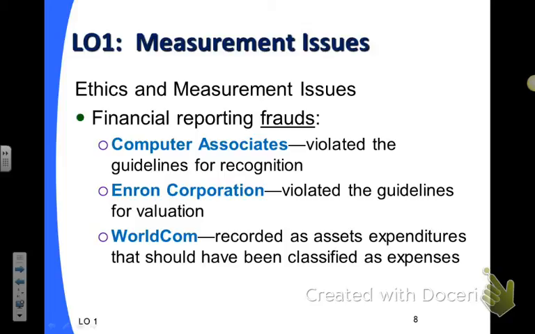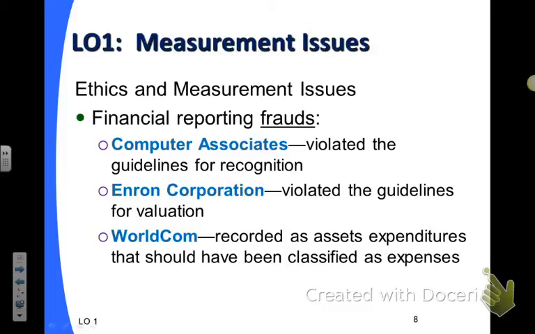And WorldCom at the time was considered to be the largest financial fraud in history. It took place in 2007, 2008, and it took place over several years, and basically they overstated their net income. They overstated their net income by $10 billion. What's a couple billion between friends?